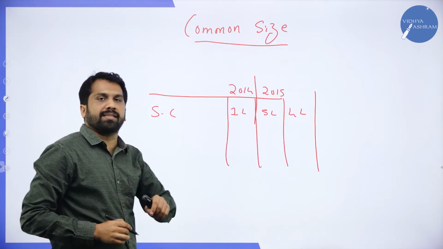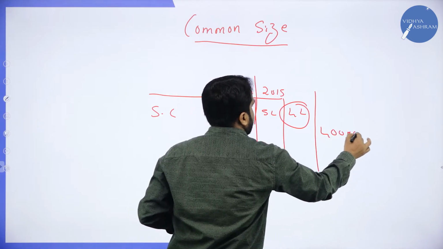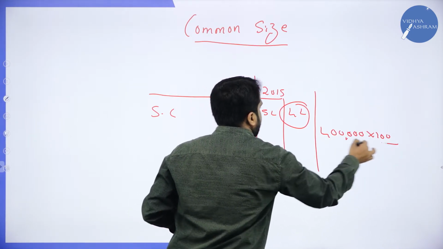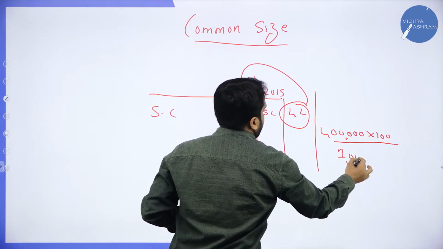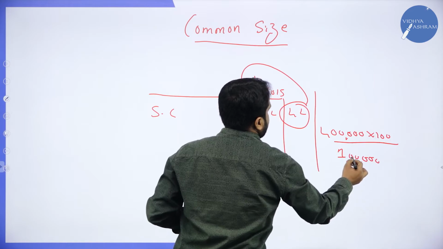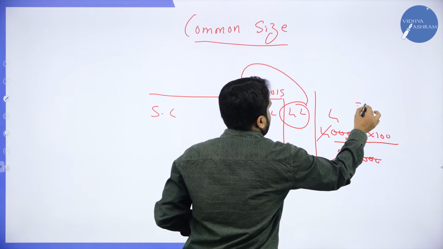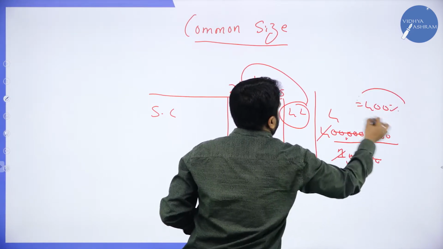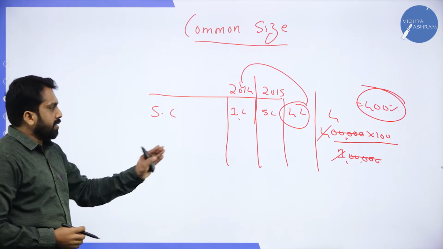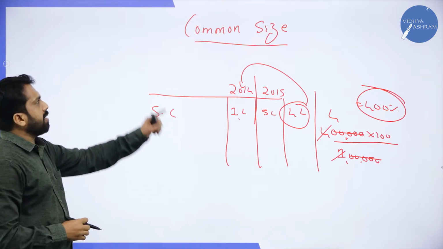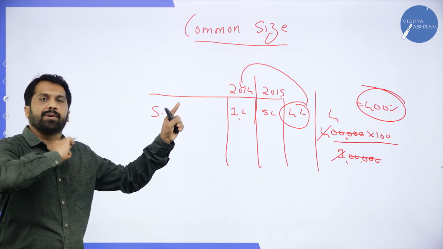How to convert into percentage? Simple. Take your final answer, 4 lakh, multiplied with 100, divided by your first answer, 1 lakh. If you cancel 5 zeros, your answer is 400%. It was your comparative balance sheet. Now comparative is over. Now we are learning common size balance sheet. I'll explain you what is common size.